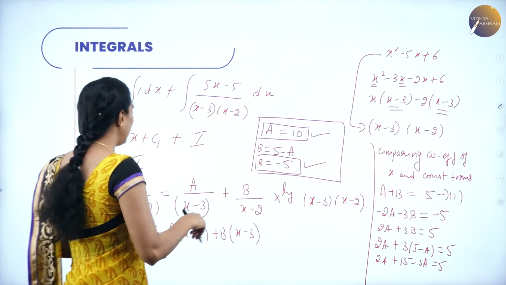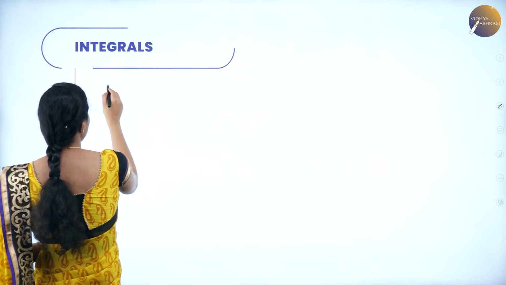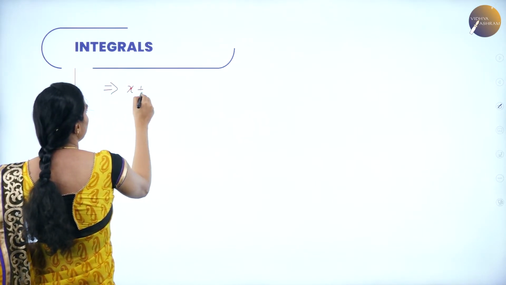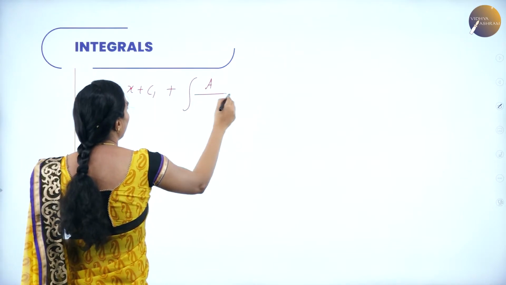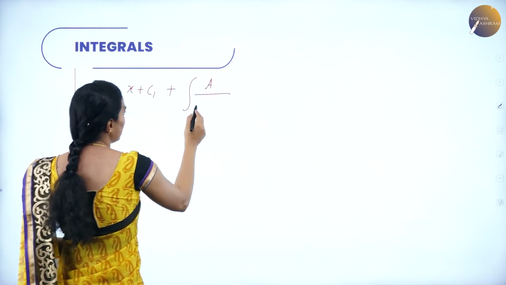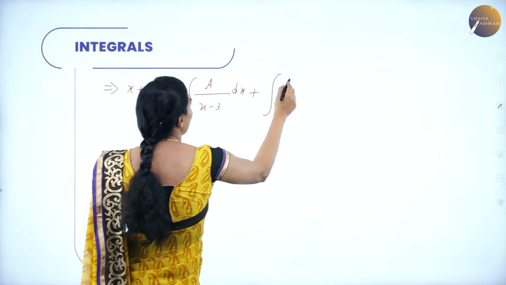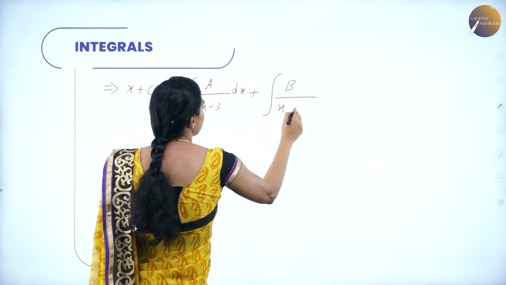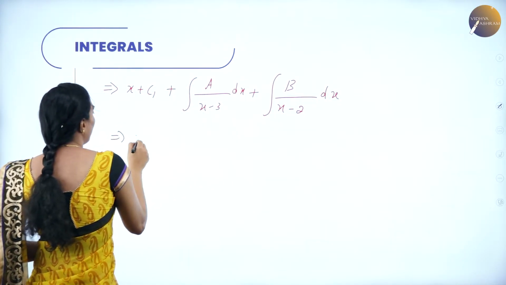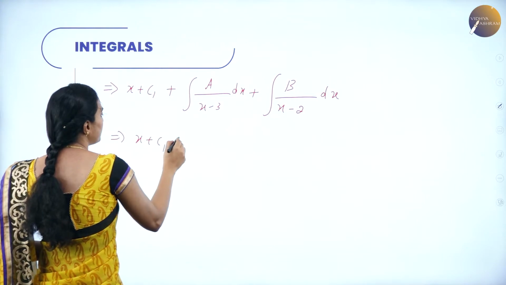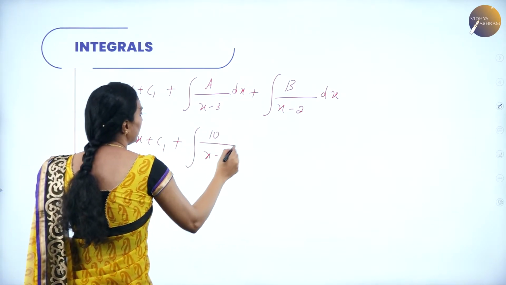Now substituting back to the equation by integrating. Which implies we already have x plus c1, plus here I am going to integrate a divided by x minus 3 into dx plus the integral of b divided by x minus 2 into dx. Now substituting back the value of a, we get 10 divided by x minus 3 into dx.